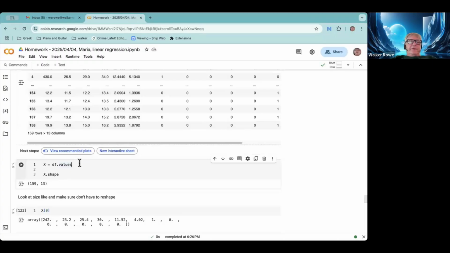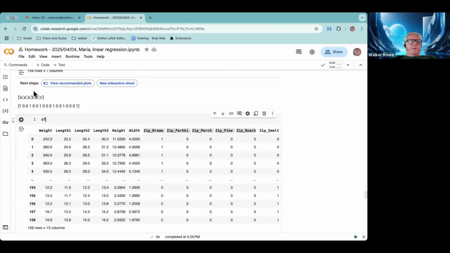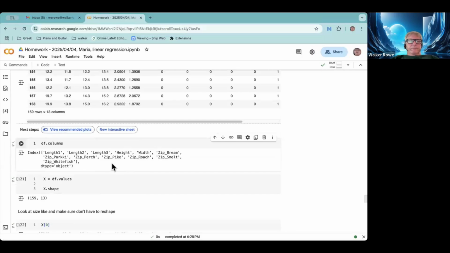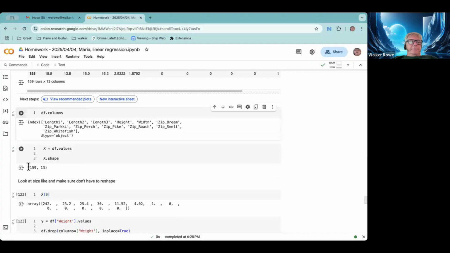Now, everything's a number, right? So all I got to do now is just say values. And then I have this input X with 13 features, right? There's 13 features because we say df.columns. There's 13 of those. 159 rows.